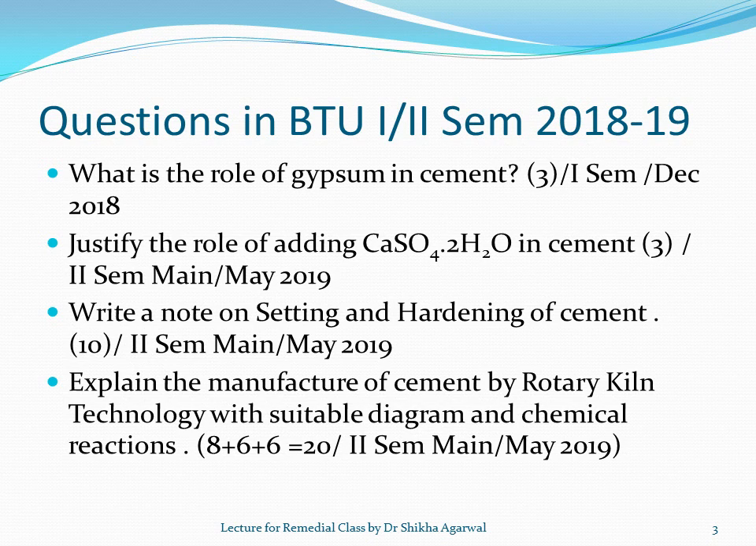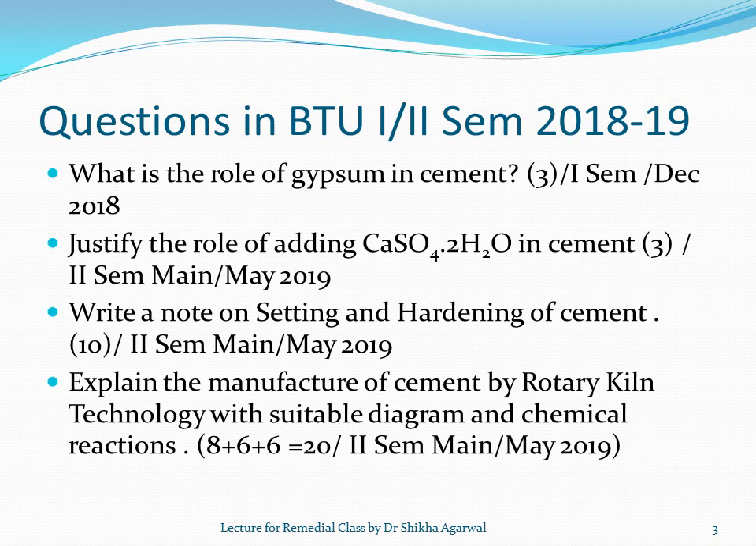3 marks question. Once again, this question was repeated in 2019, again 3 marks. Then setting and hardening of cement, which also came in 18-19, and it came in 19-20 also. Both the times it was a 10 marks question. And the manufacture of cement by rotary kiln method, once again it is a 20 marks question here.